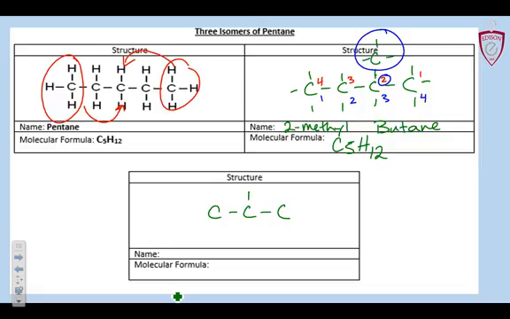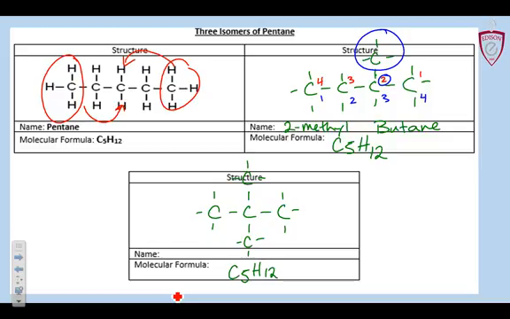So now I have 3 carbons down the middle. I have a carbon on top. I have a carbon on the bottom. So I still have 5 carbons. Let's count up our H's: 3, 6, 9, 12. Okay, so that's good. That checks. We have the same number of carbons and hydrogens.